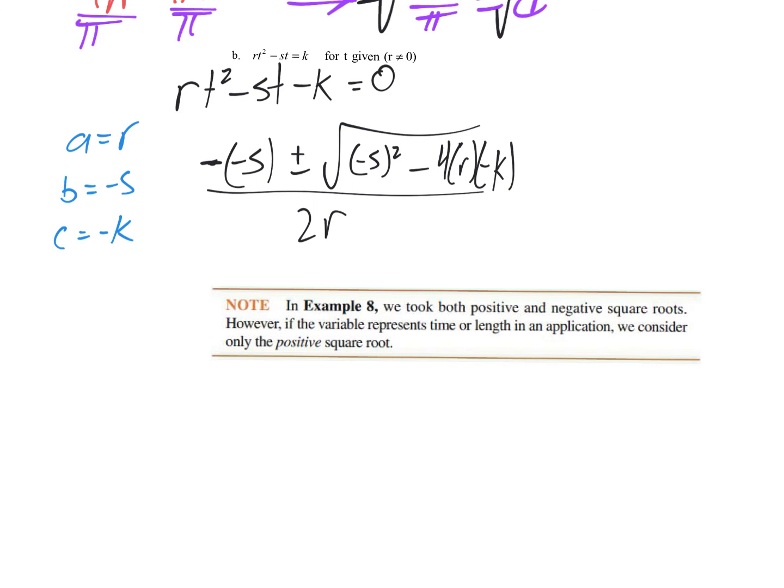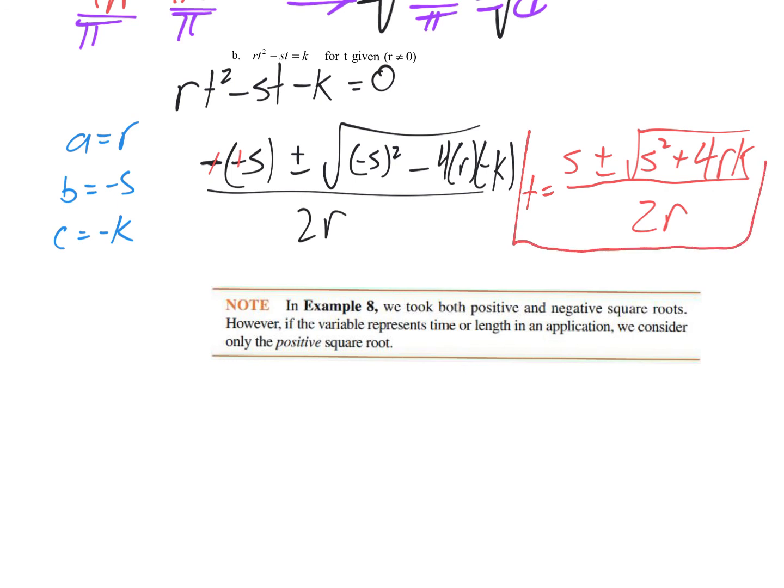And now based on this setup, we can kind of clean things up a little bit. So the double negatives cancel. We've got s plus or minus the square root of negative s squared, which is just s squared, minus 4 times r times negative k, which makes this a plus 4rk, all divided by 2r. And that is actually equal to t, two different values, one plus and one minus: s plus that value and s minus that value. So that is solving for t using the quadratic formula.